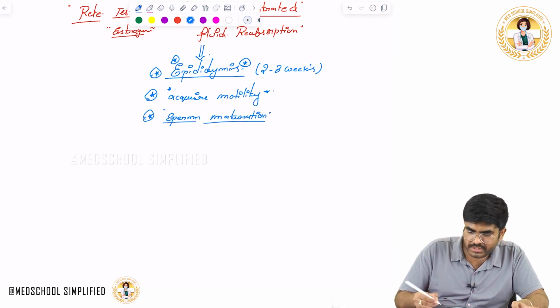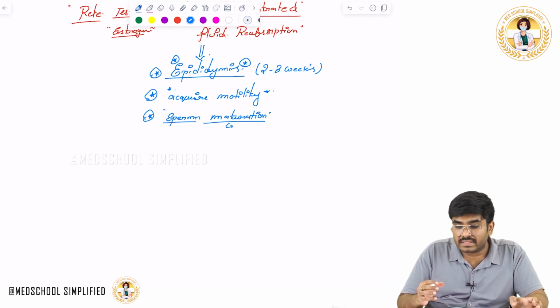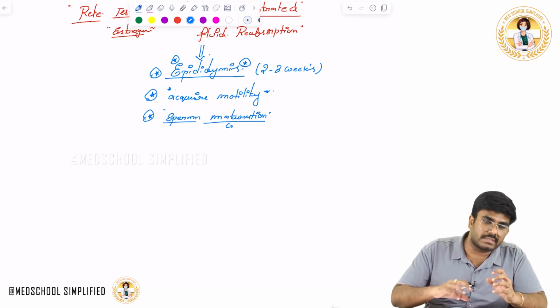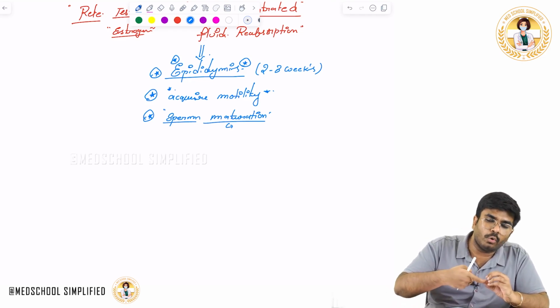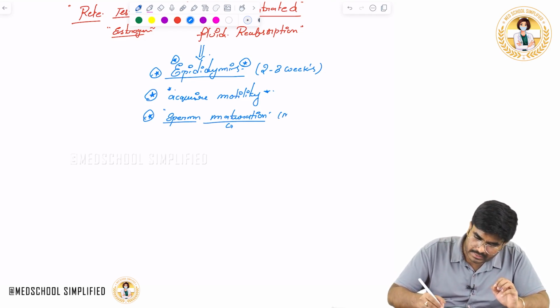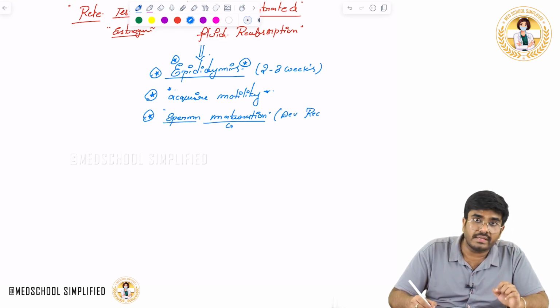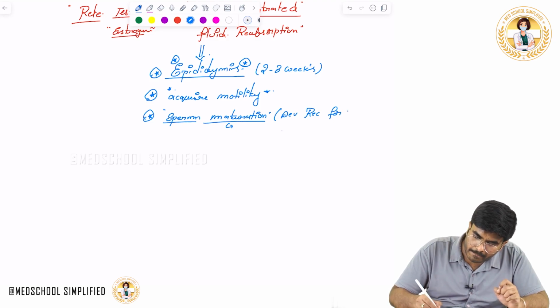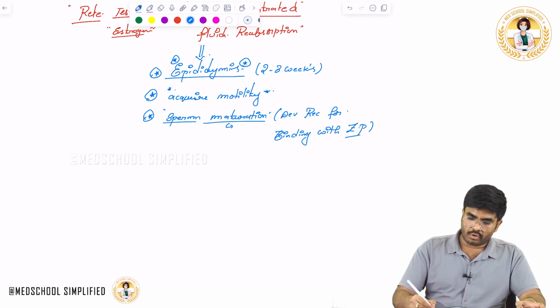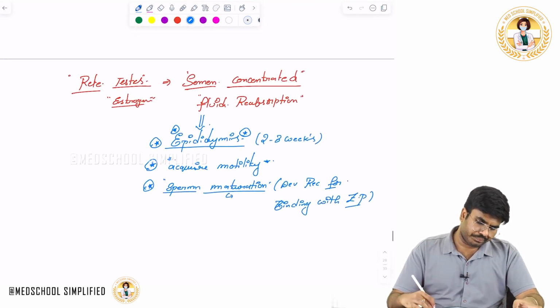Sperm maturation here means that the sperms are getting the receptors. They are developing the receptors which can go and bind with the ovum. So sperm maturation means developing receptors on its surface for binding with the zona pellucida of the ovum. These are the important points which I want you to know.